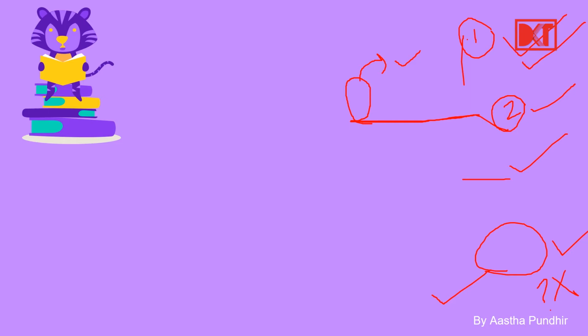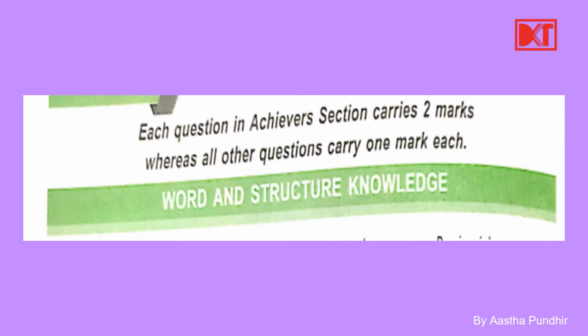Alright, so let's start. Now the first category is the word and structure knowledge, in which the instructions are that each question in the achiever section, which will come at the end, will be of 2 marks each, and all of the questions carry 1 mark each. All right, let's start.